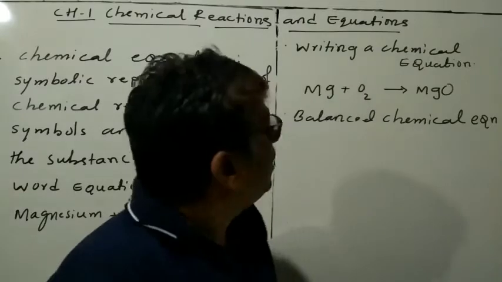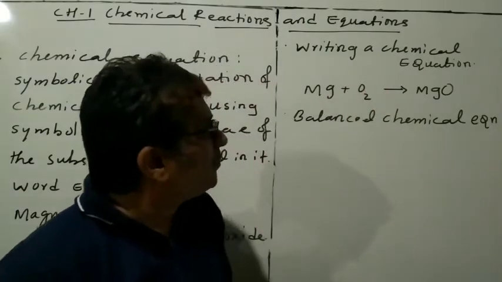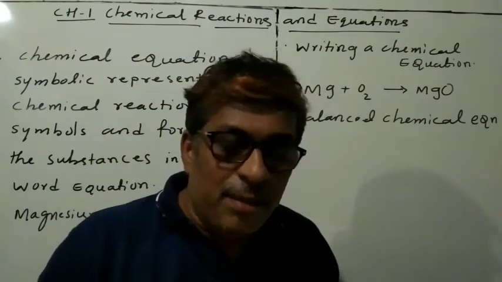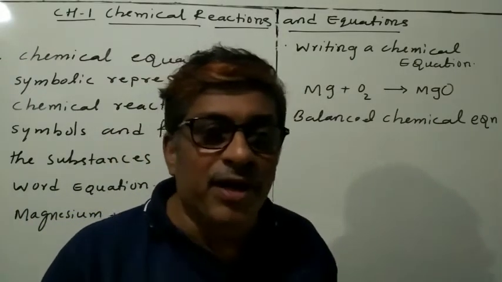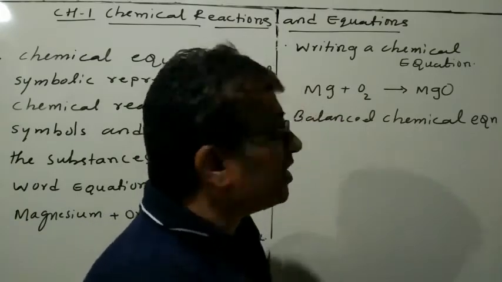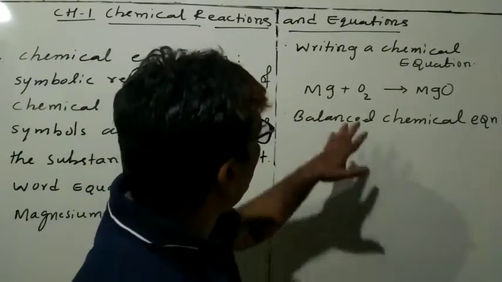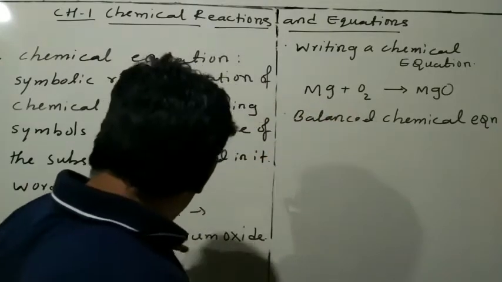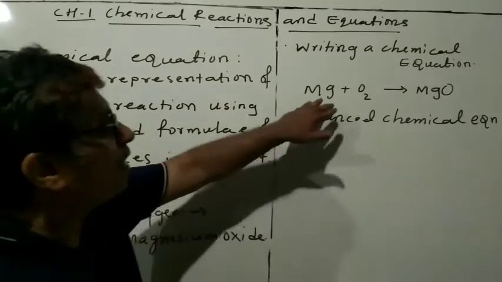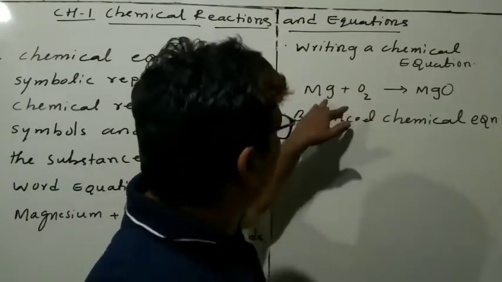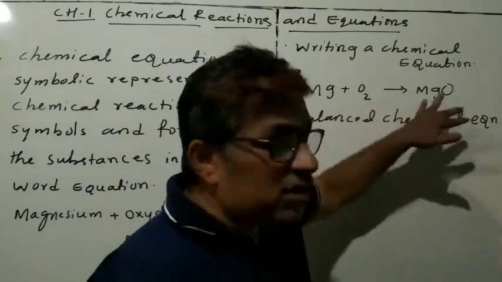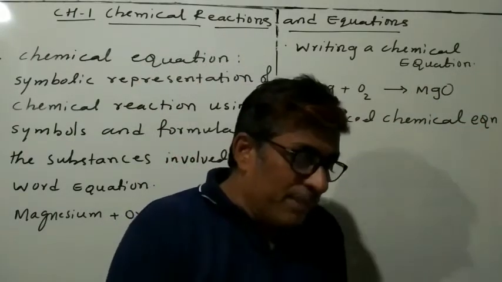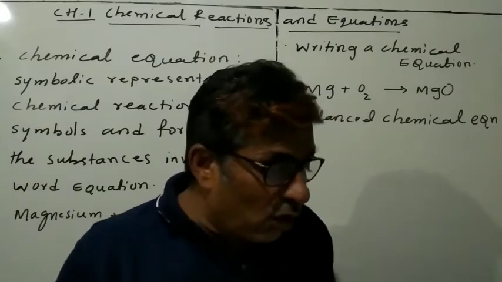See, writing the chemical equation, is there any short way to write? Yes. In chemistry, equations can be written using symbols and formulas. Instead of spelling out magnesium, we use formulas and symbols: magnesium Mg plus O2 gives MgO. So in this way, you can write in the short form.